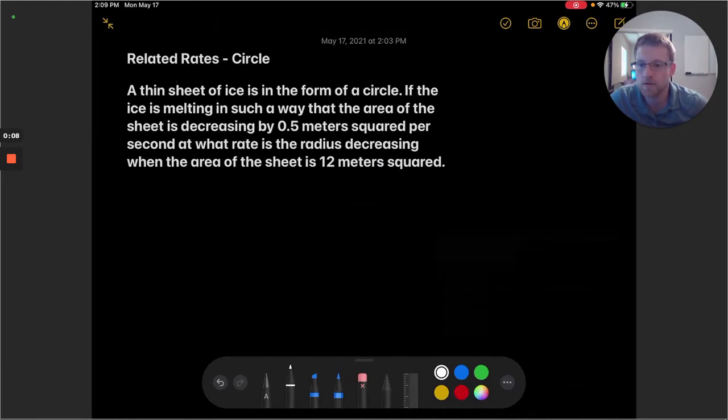So the question asks, a thin sheet of ice is in the form of a circle. If the ice is melting in such a way that the area of the sheet is decreasing by 0.5 meters squared per second, at what rate is the radius decreasing when the area of the sheet is 12 meters squared?